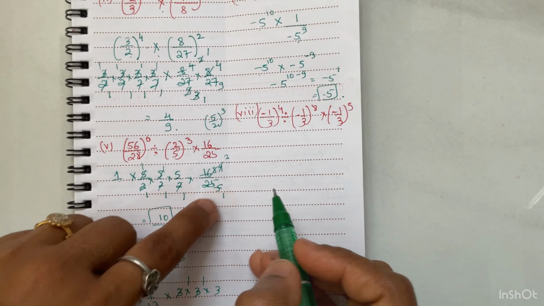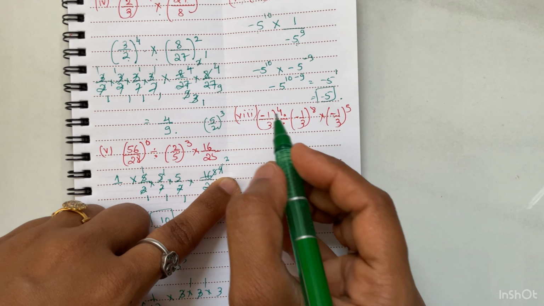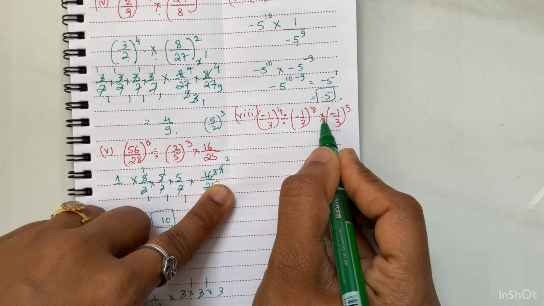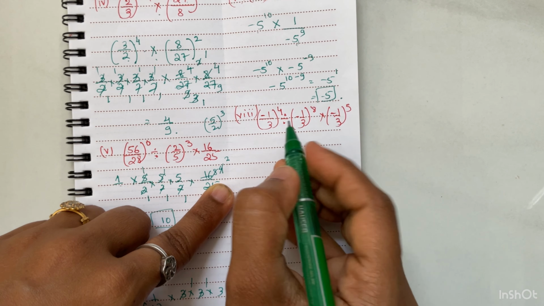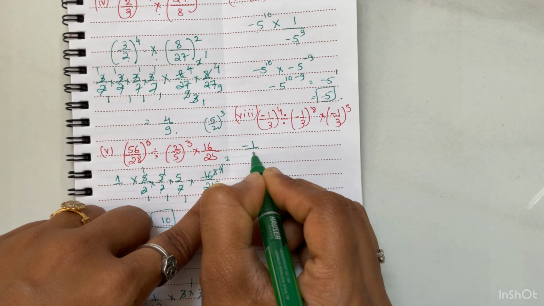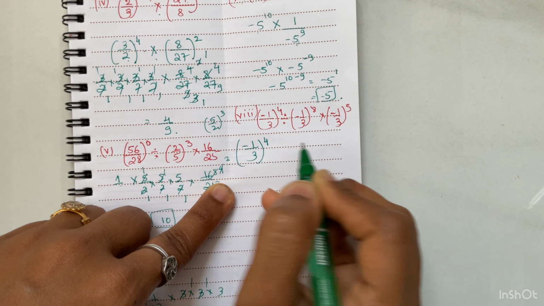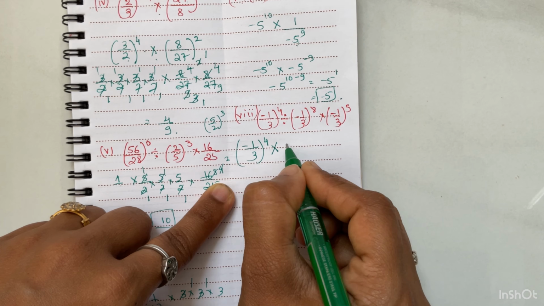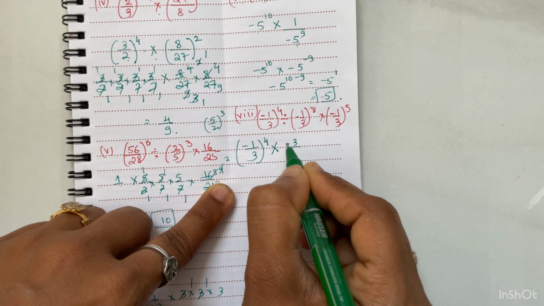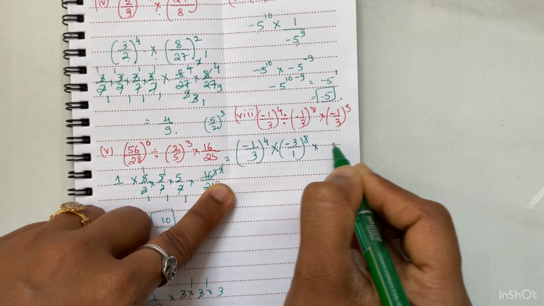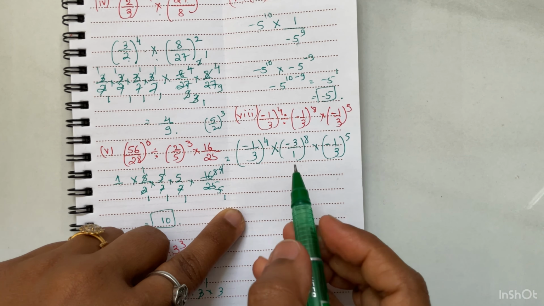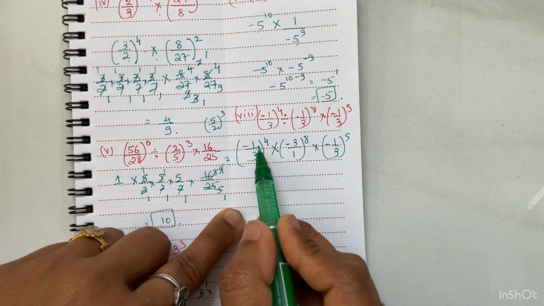Okay, now we have question number 8, right? Now see here, it is the division sign and here it is the multiplication sign. So let me convert this division to multiplication. Now for that, minus 1 by 3 raised to the power, let me write as it is. Now division to multiplication, so the reciprocal happens. So for this I'll get minus 3 by 1 raised to the power 8 into minus 1 by 3 raised to the power 5.